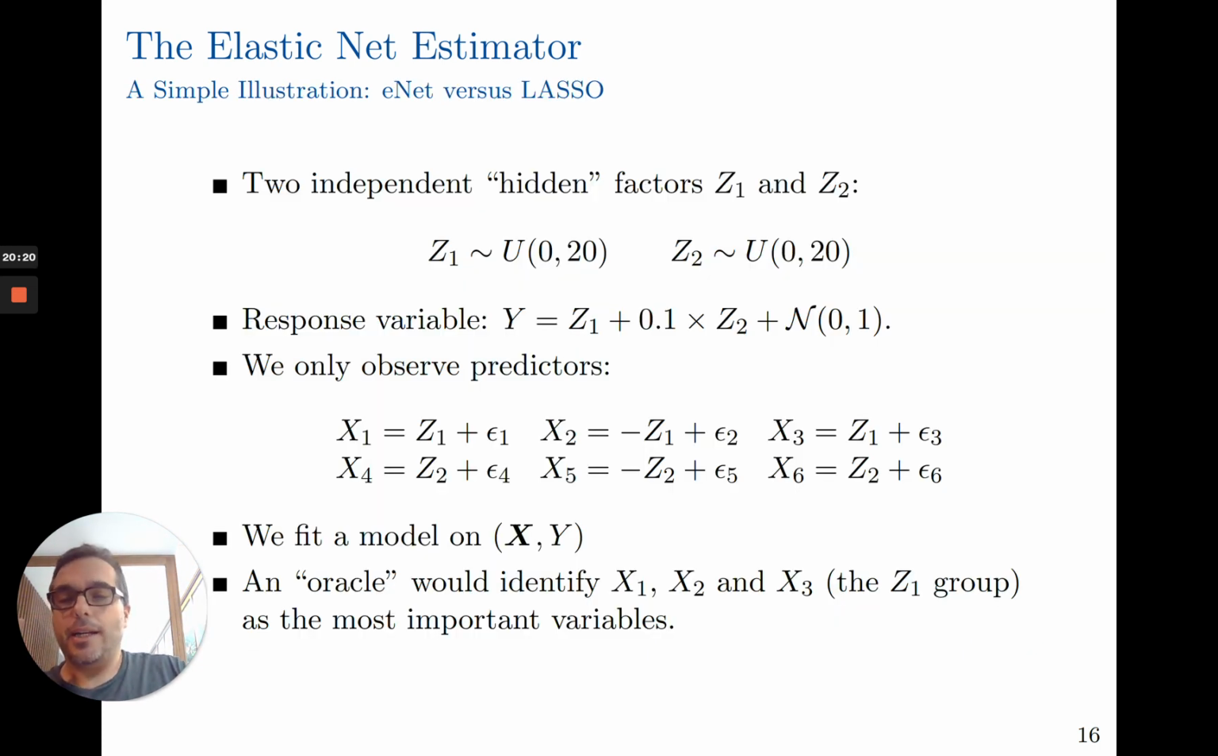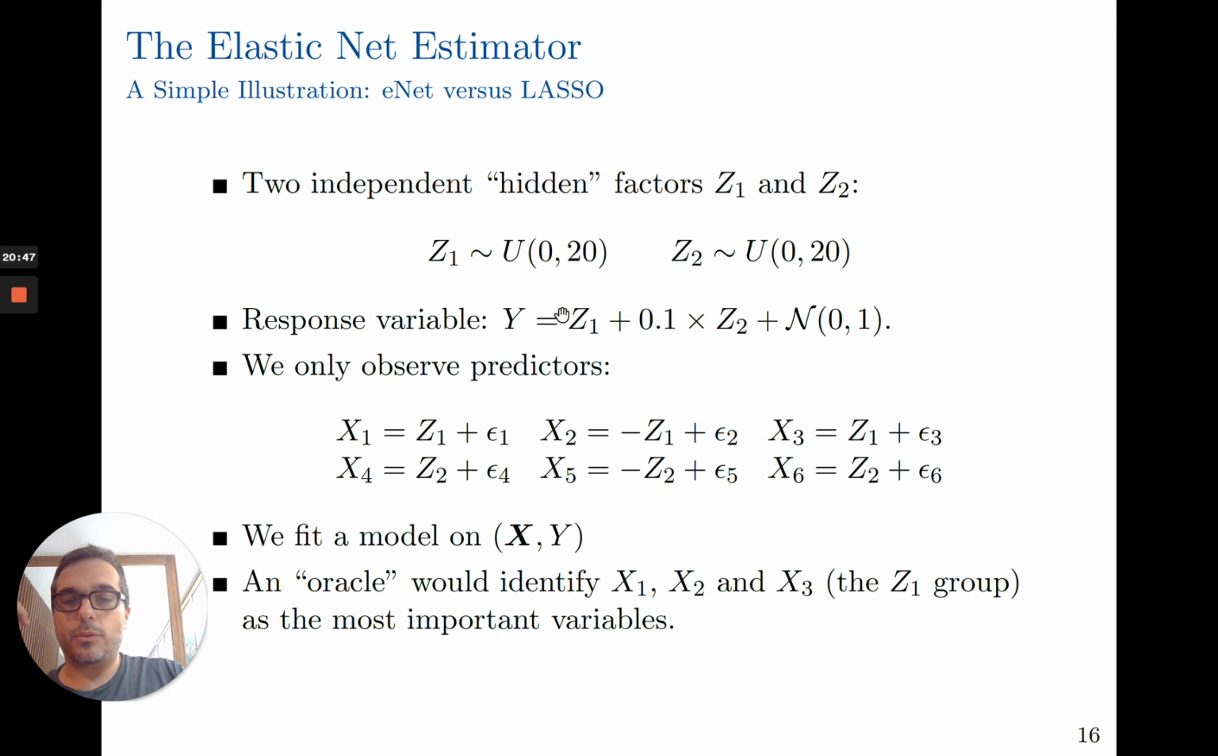Let me give you a simple illustration. Let's say that you have two hidden factors, Z1 and Z2, both uniform, okay? And you have a response variable that is highly dependent on Z1 and weakly dependent on Z2. But you don't observe Z1 and Z2. You just observe X's, which are combinations of Z1 and Z2. And you want to fit a model, okay?